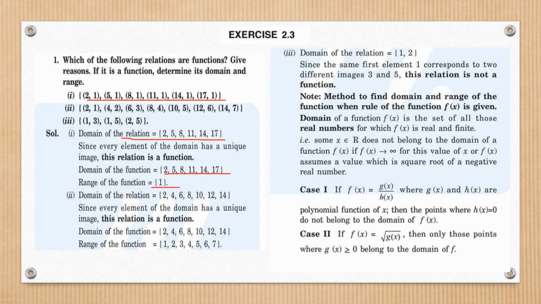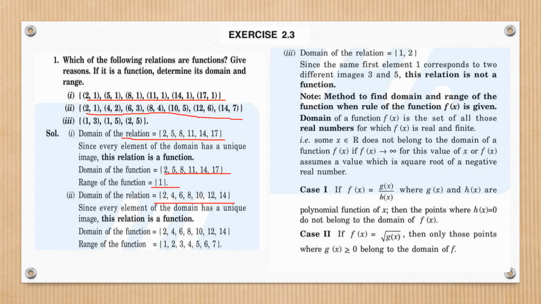Because a constant function has just a single element, the constant value. Like the function y is equal to 1. Whatever you put, you'll get the answer as 1. So this is an example of a many-one function or constant function. Second is these pairs. Now observe the pairs.